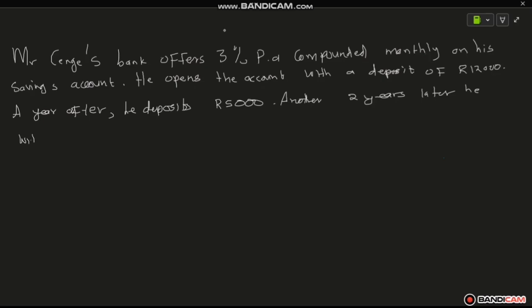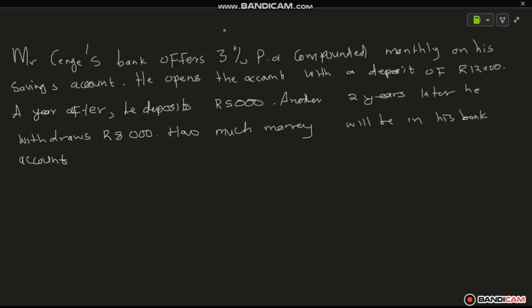And another 2 years later, he withdraws 8,000. You see, first is the payment of the investment, the savings, then we add because he deposits extra money. Then lastly, we subtract. Why? Because he withdrew 8,000. I hope whatever I was doing now makes sense.